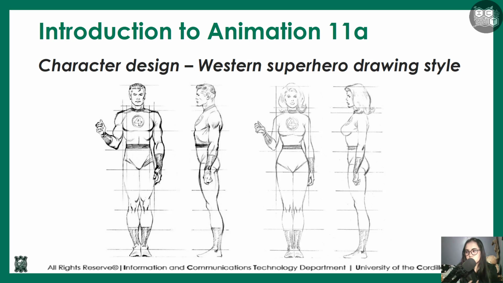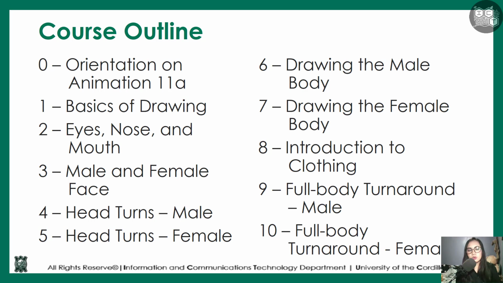For those, you still need to know where the eyes are. You still need to know how to properly proportion your head to your body, and how long the legs should be for it to be able to walk. All of those things are still necessary, and those can be created through the Western superhero drawing style. It gives us that more realistic type, and at the same time, it's a little bit easier. So now let's look into the course outline.